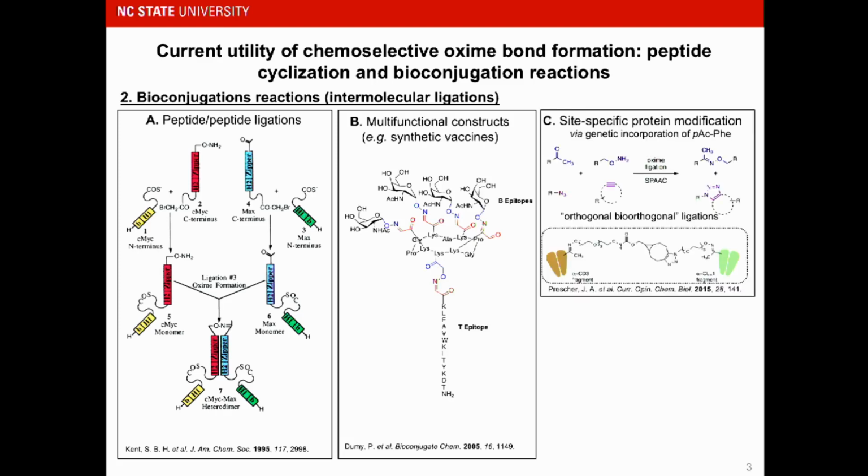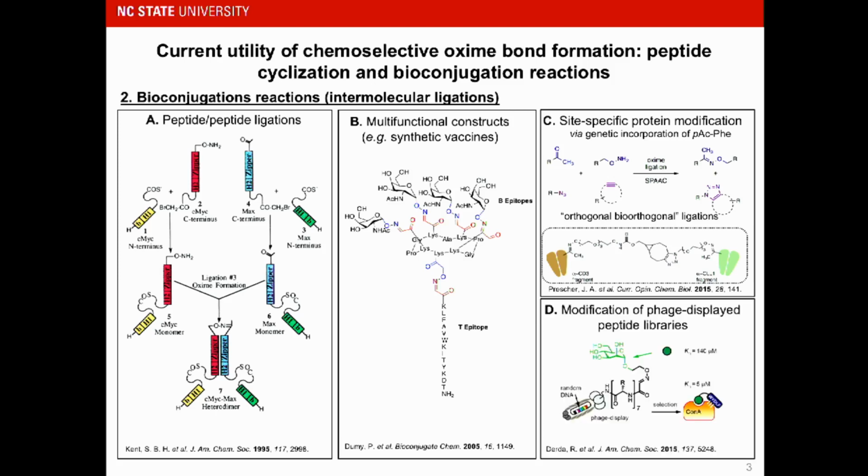Another thing I really want to point out is that oxime ligation is essentially a bioorthogonal ligation tool, which means that you can do it at the same time as, or subsequently after, an azide-alkyne cycloaddition reaction. These are compatible with one another, and so that makes it an orthogonal, bioorthogonal ligation. And here's an example. We've heard a little bit about phage display. Here's work of Radmir Durda utilizing oxime ligation directly on these phage-displayed peptide libraries. So there are a lot of applications for oxime ligation.